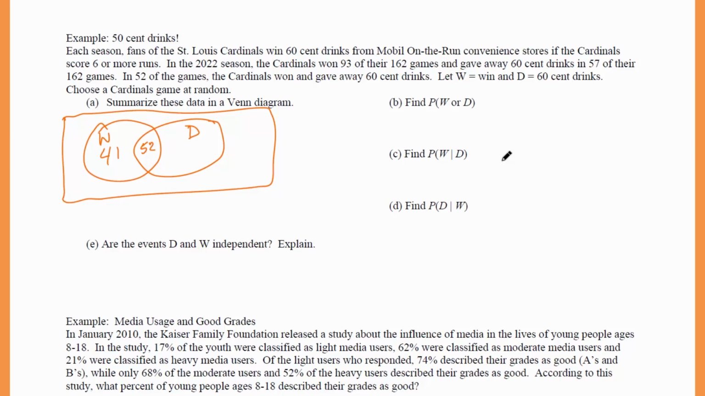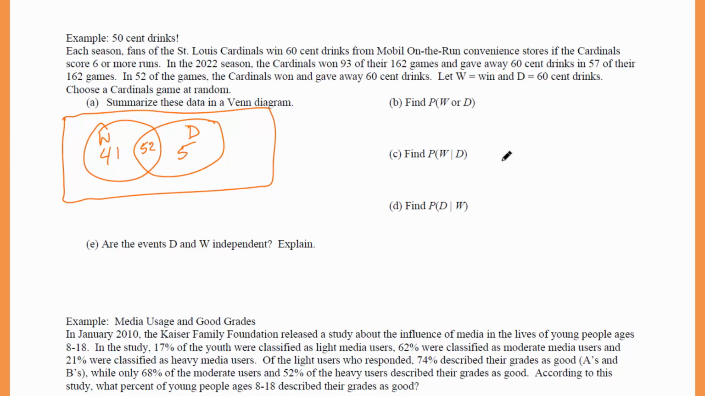What does the number 41 represent? It represents the games where the Cardinals won, but did not score 6 or more runs, so did not give away 60-cent drinks. The rest of the D circle are the times when they gave away 60-cent drinks, but they lost the game. They did not win. So they gave away 60-cent drinks in 57 of the games, but 52 of those games they also won. So that means there's only 5 games in this part of the Venn diagram where they lost the game but scored 6 or more runs.